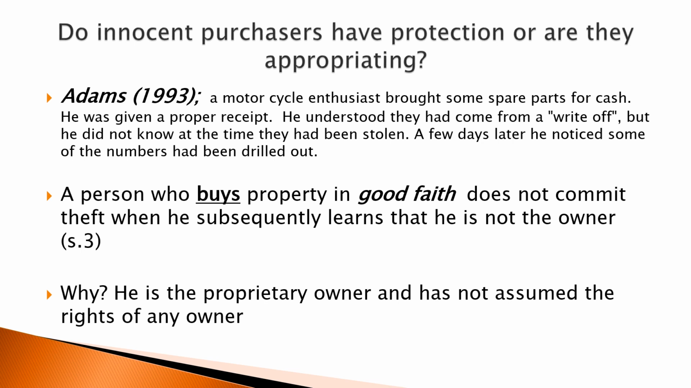But if you come across the property in any other way, you may not be. And the case of Adams is a good illustration of this. A motorcycle enthusiast who bought parts for cash, given a receipt, understood they'd come from a write-off but didn't know that they had been stolen. A few days later realised perhaps they had been. He was not going to be guilty of theft. He hadn't appropriated the property, he had bought it in good faith, and therefore he was protected. Just keep a lookout for that.